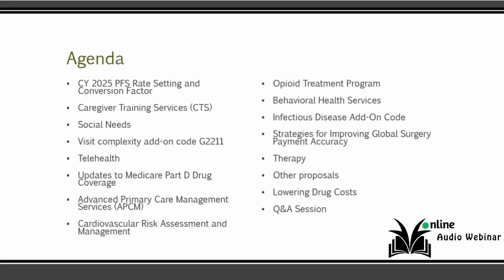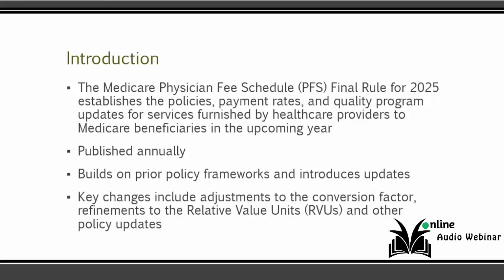We'll also look at social needs. There's some changes with that visit complexity add-on code that started in 2024, so I'll give you some updates there. Telehealth has really been, I don't want to say confusing, but it has been the section of the final rule that I think has provided the most confusion. So hopefully we're going to be able to give you some clarity there today. And then there's other updates, as you can see, everything from updates to Medicare Part D drug coverage, infectious disease, and so forth. So we do have a lot to cover in the next hour. Let's start, though, by looking at the physician fee schedule.